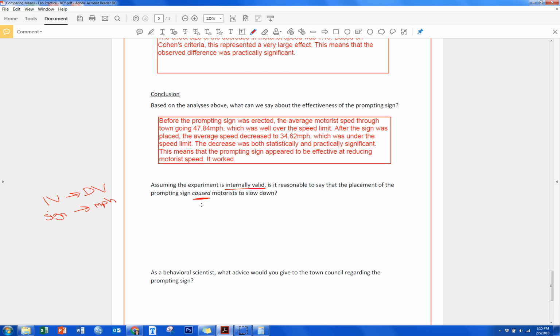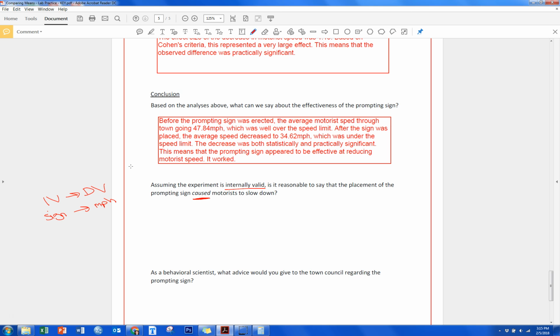So the whole purpose, this is an experiment where you manipulate the independent variable. The whole purpose of an experiment is to make causal claims. So this is a situation where, assuming it's internally valid, yes, we can say that the sign caused the motorist to slow down. That was the whole point of the experiment.